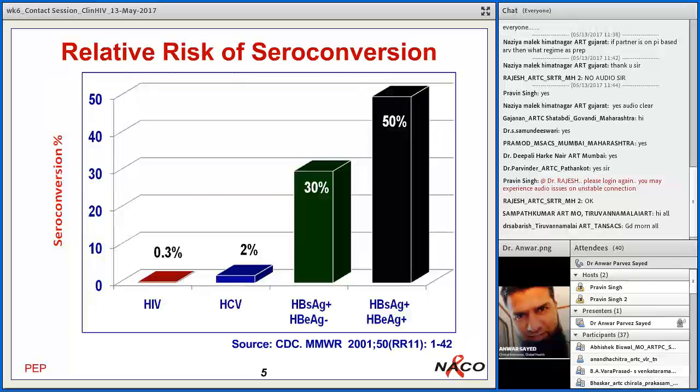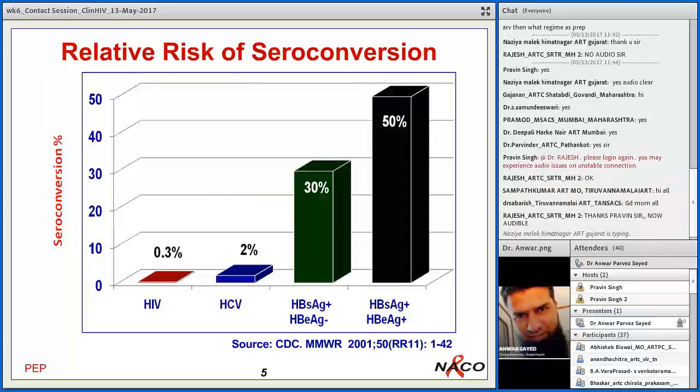So other infections which have to be considered when we talk about seroconversion, especially after occupational exposures, that is, accidental needle prick injuries and all. The risk of HIV transmission through needle stick injuries is 0.3%. If you compare that risk with other viruses like hepatitis C virus, it is a 2 to 3% risk of transmission, while hepatitis B virus is much more infective. As far as needle stick injuries are concerned, it is 30%.